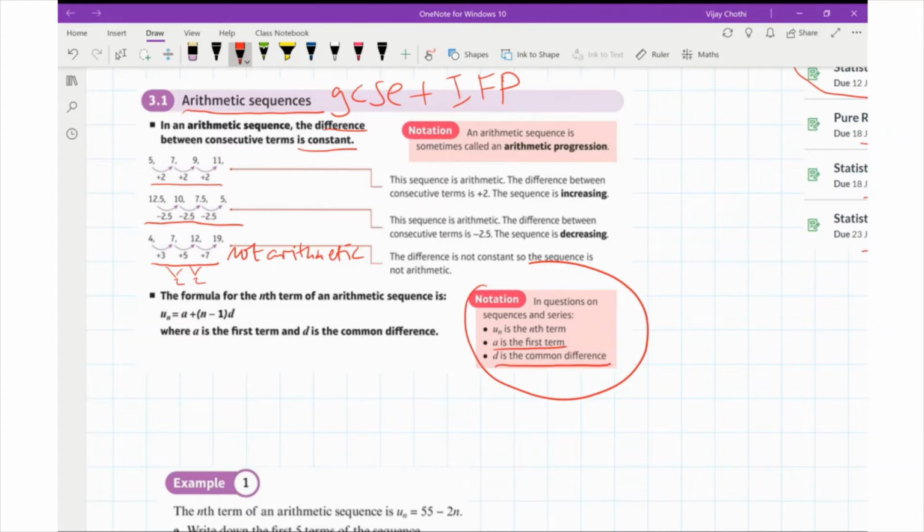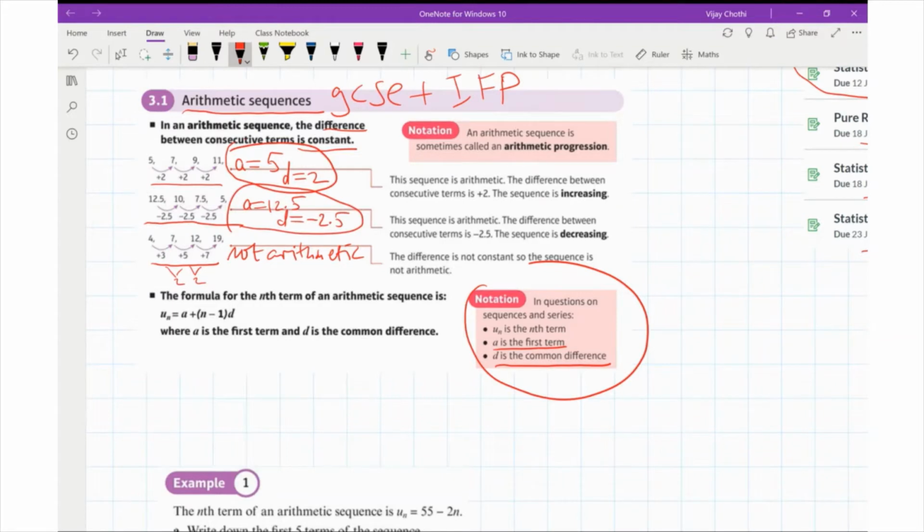So for the first sequence, 5, 7, 9, 11, you'd say A equals 5, the first term. The difference is +2, so you'd say the common difference, D equals 2. For the second sequence, the first term is 12.5, A is 12.5. It goes down by 2.5 constantly, so you'd say D is negative 2.5. Okay, so that's how you specify these two sequences with A and D.